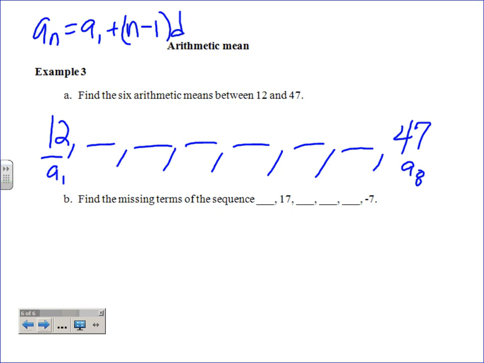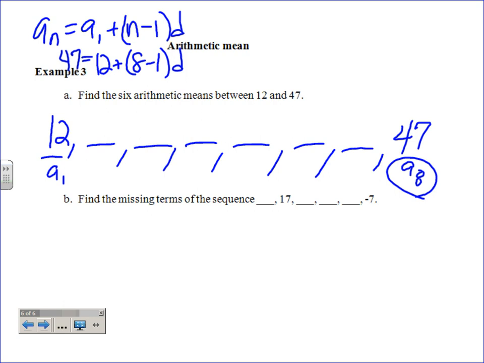Well, what's a sub n? Well, a sub n is as far out as we know, and the furthest out we know is 47, right? So 47 is the 8th term. We know that. Do we know the first term? Well, according to this one, based on how we're setting it up, the n that I know is 8 minus 1. Well, look at the only thing missing from that formula, d. And if I knew d, I could fill these in.